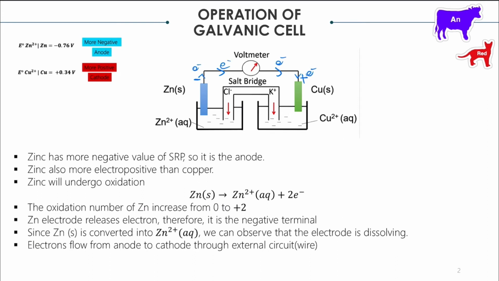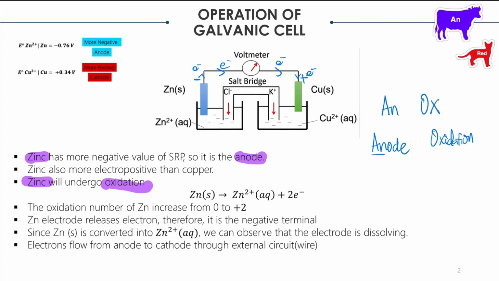From the explanation, we can see that zinc is the anode and zinc will undergo oxidation. So the perfect way to memorize this is by using AN OX. AN for anode and OX for oxidation.